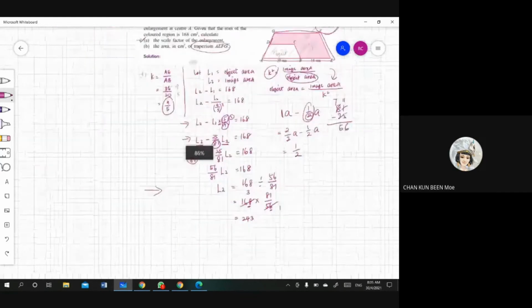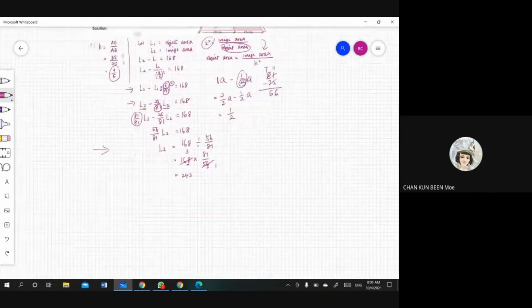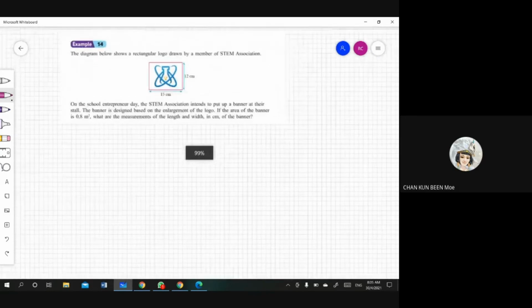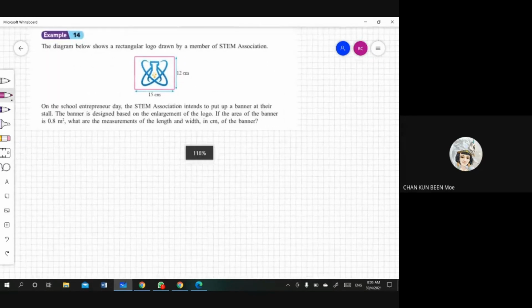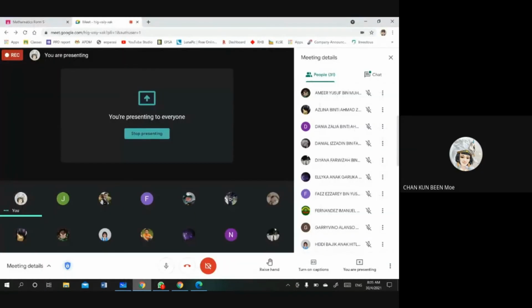Okay, so this is the second last example for the enlargement. We move on to the last example here. Okay, last example is about the stem association. Azrina, can you read?